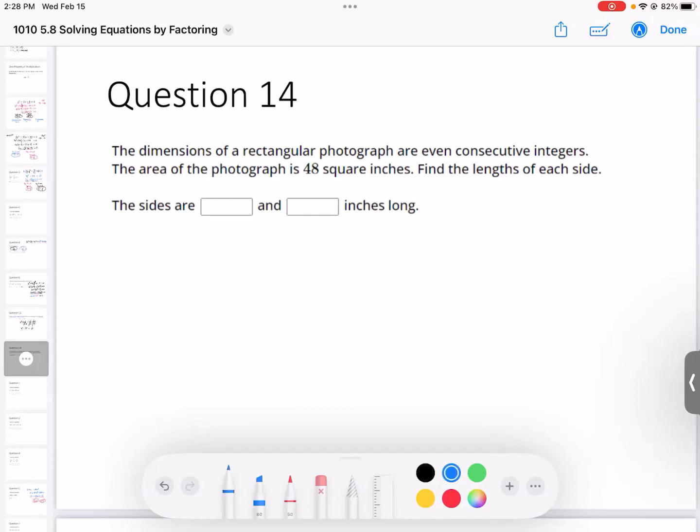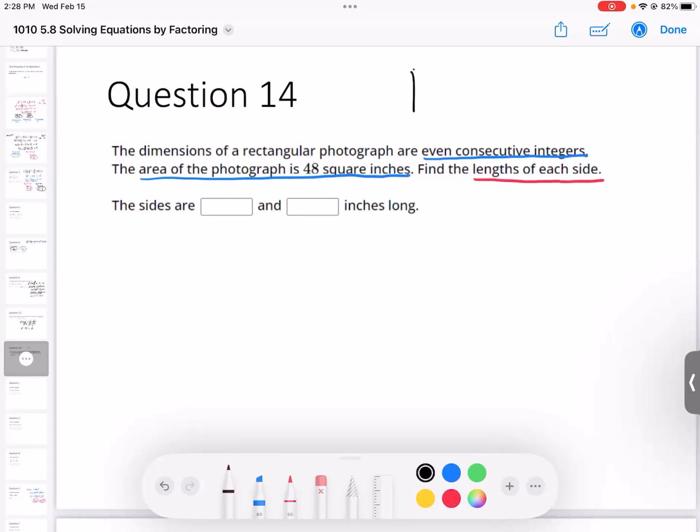As with all word problems, you want to go through and write down what they gave to you, the information you're given, and write equations or math sentences that represent those statements. In this case, it says the dimensions of a rectangular photograph are even consecutive integers, and the area of the photograph is 48 square inches. The thing that we're looking for is the lengths of each side.